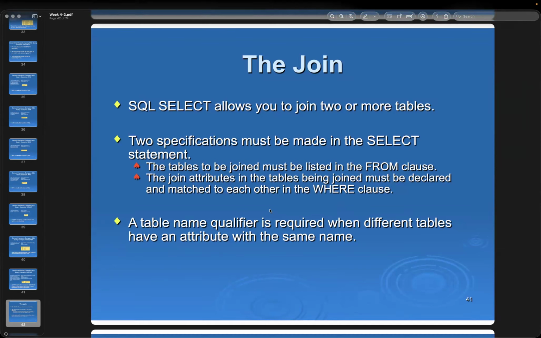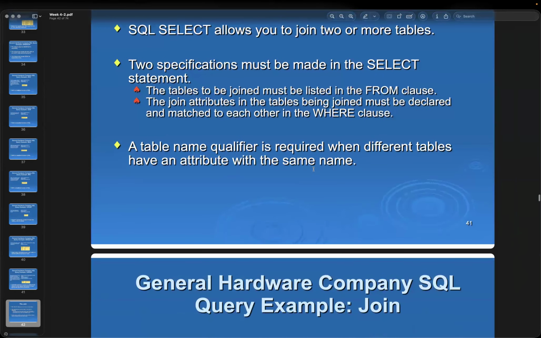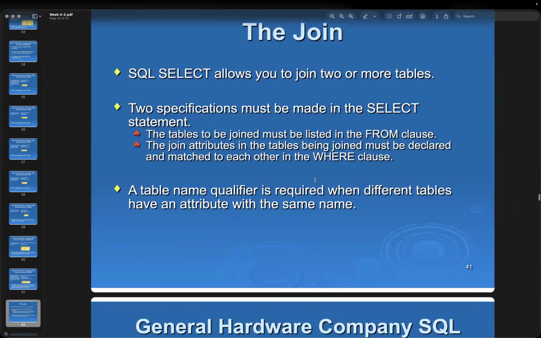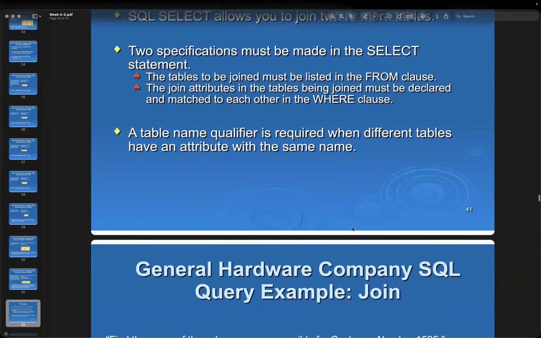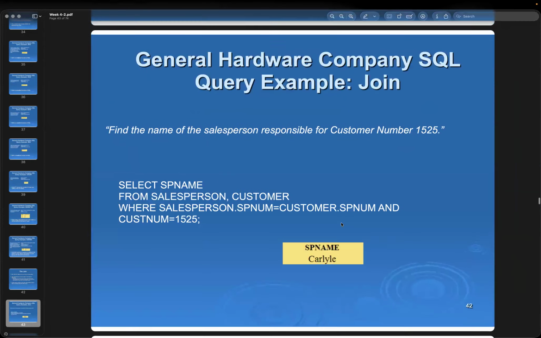Also, we did this practice. The table names must be qualified when different tables have an attribute with the same name. If you remember in the exercise, let's say we have the same product ID or salesperson number, we need to clarify which table it is from, okay? Otherwise, you will have an error.